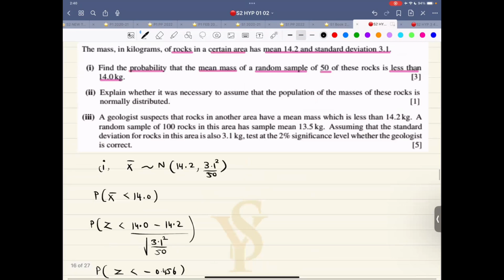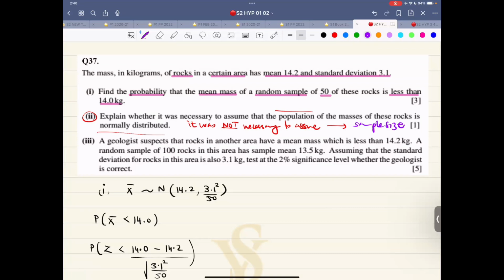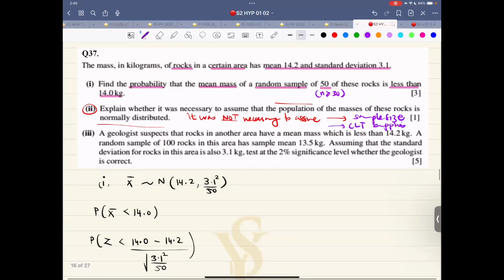Now the next part, explain whether it was necessary to assume the population of the mass of these rocks is normally distributed. What is the answer? For this one, it was not necessary to assume that the population is normally distributed. Why? Because the sample size is large. Because the sample size is greater than or equal to 30, therefore CLT applies. That is the knowledge that is used over here.